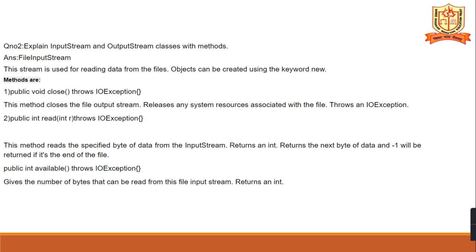And public int read() throws IOException. This means it reads the specified byte of data from the input stream and returns the next byte of data, and -1 will be returned if it reaches the end of the file. And public int available() throws IOException gives the number of bytes that can be read from this file input stream and returns an integer value.